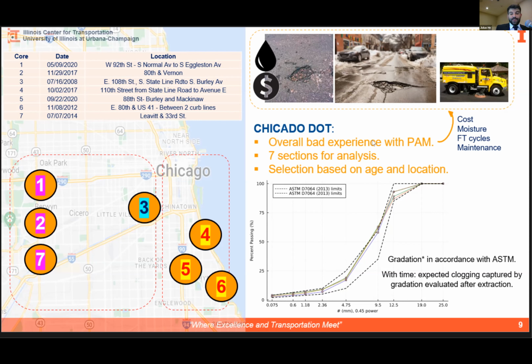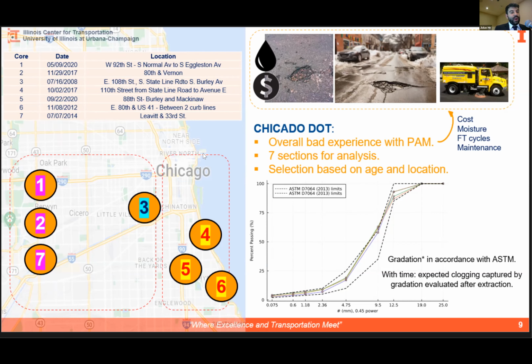So we selected 7 different sections. These are the gradation limits, and these are the 7 different gradations that were used for the sections. So you can see that they were all in accordance with ASTM. However, with time, we expect that the gradation will change, right? So we expect that dust will start to clog the specimen, and unless you regularly maintain it, you'll start to have that clogging problem where your porous gradation suddenly starts to shift upward with less percent passing, especially in these finer bands. So that can be a huge problem, and that's something we're looking at with this study.